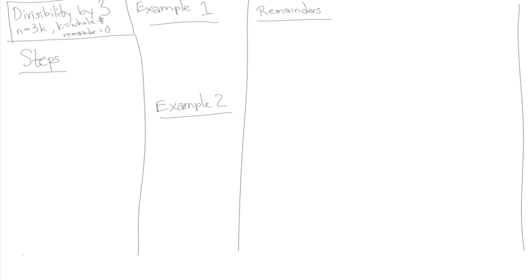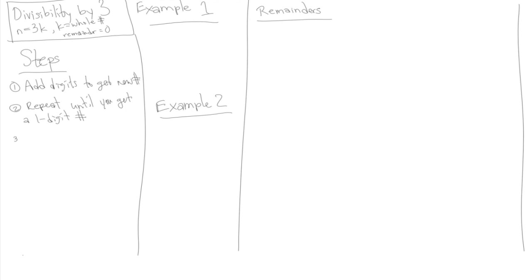So the steps for this: add the digits to get a new number. And then your new number, you might not know if it's divisible by 3 still, but it will be smaller. So you're just going to repeat that process. Keep adding the digits together to get a new number until you get a one-digit number.